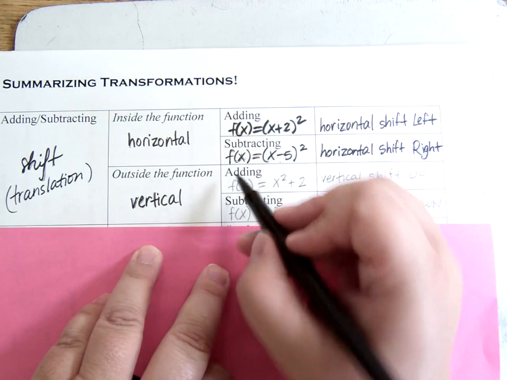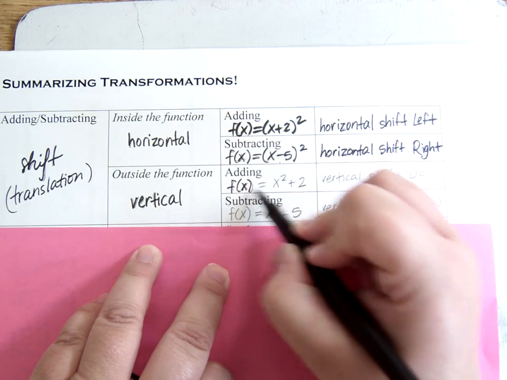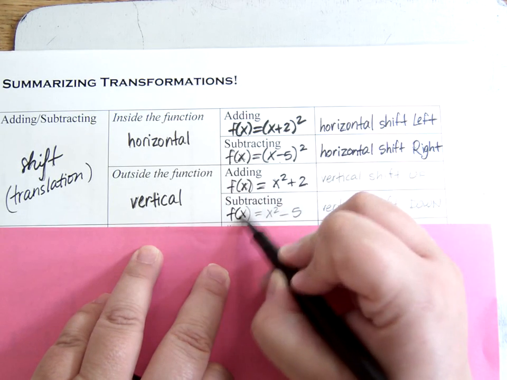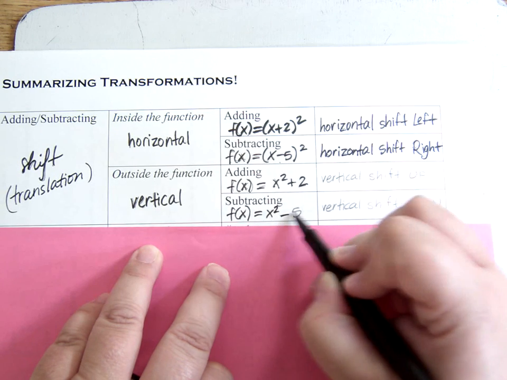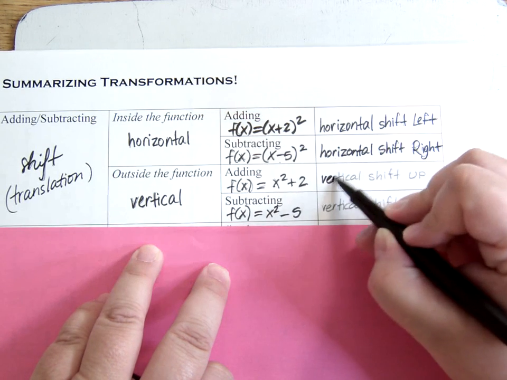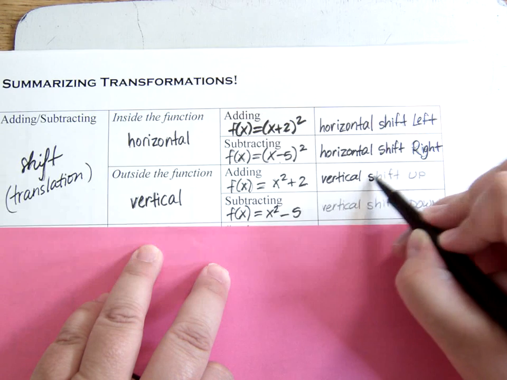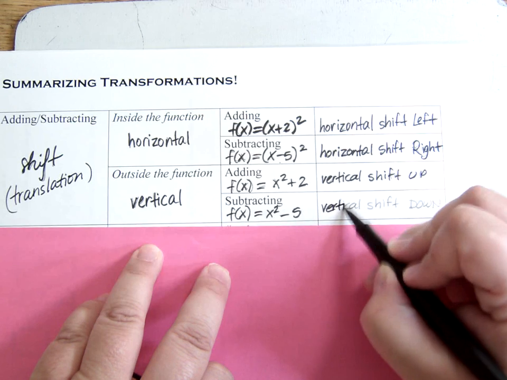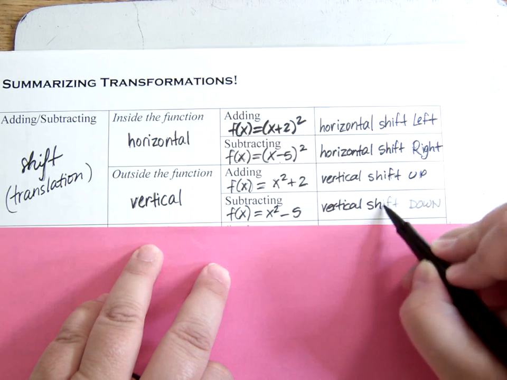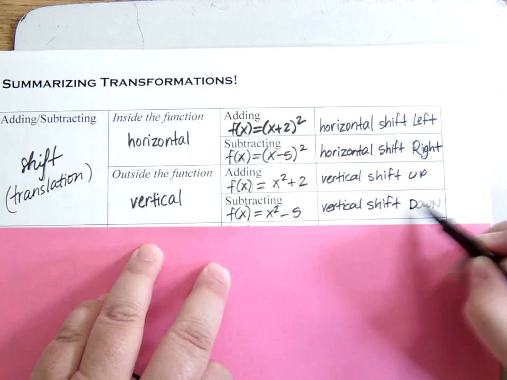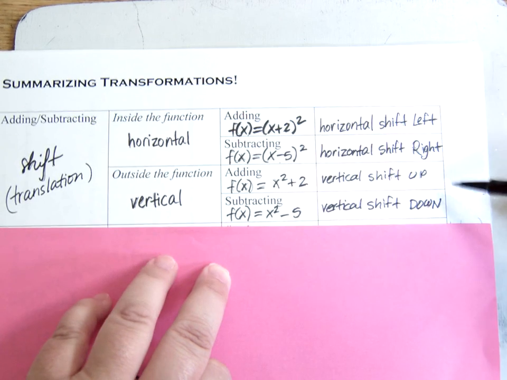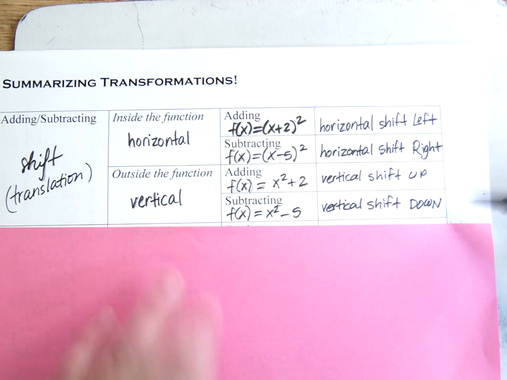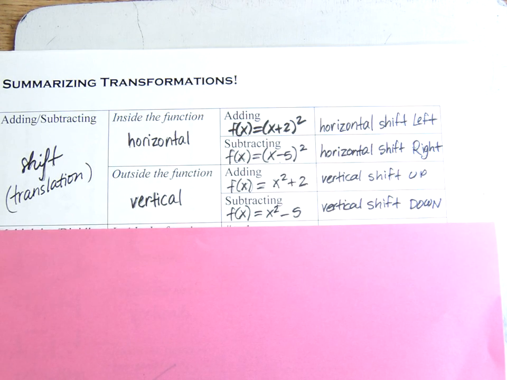So if we are adding outside the function, that moves it up. And if we're subtracting outside the function, that moves it down. Vertical is up and down. So this would be a vertical shift up, or a vertical shift down. And when we say those things, and that's exactly how you describe it when you're asked what are the transformations that are occurring, we would say something like vertical shift up 2 units or vertical shift down 5 units. Okay, so adding and subtracting is always a shift, up, down, left, right.